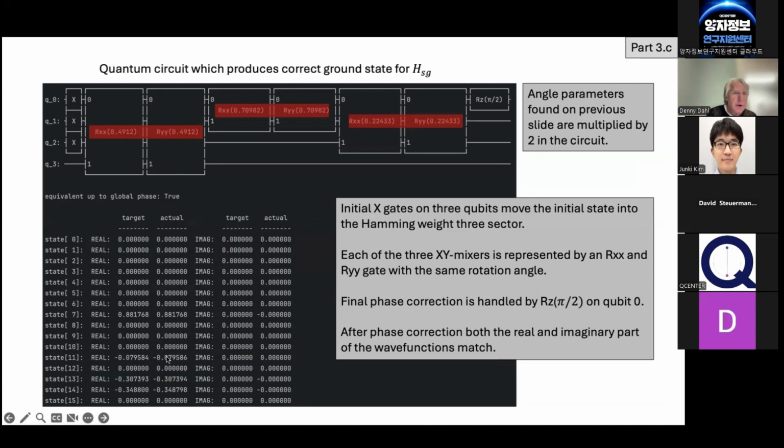After I apply these gates, here are my 16 computational basis states. Here are the real components compared between the target and what the circuit produces. And then here are the imaginary components. So you'll see that in this case, the 4 non-zero states are all coming out now with the correct probability amplitude and the correct phase. So now we're correctly producing the ground state for the Heisenberg spin glass.